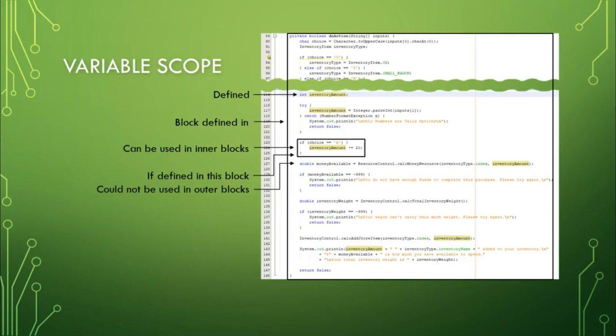Here is an example from our code of variable scope showing where the variable is defined, the block it is defined in, and where it can be used.